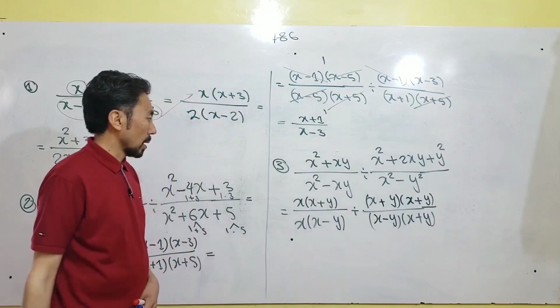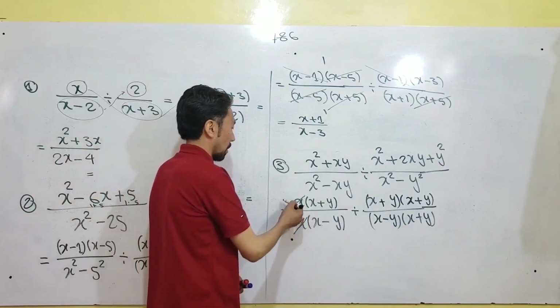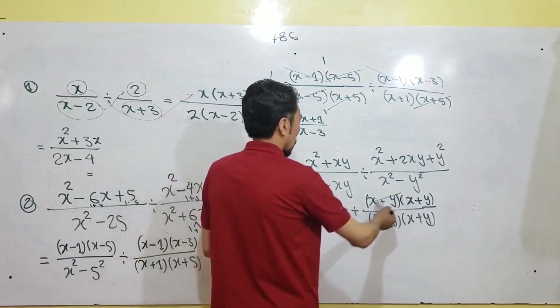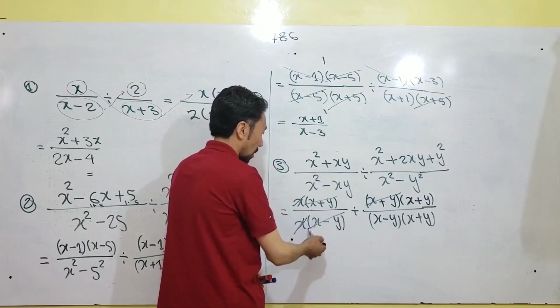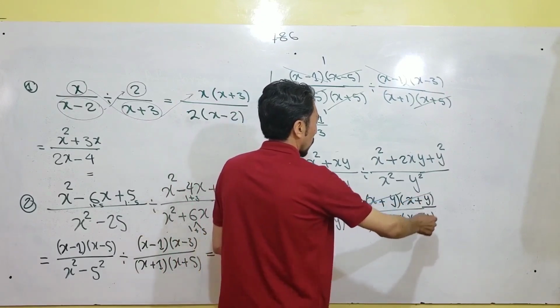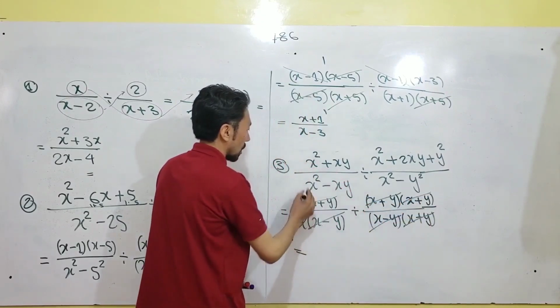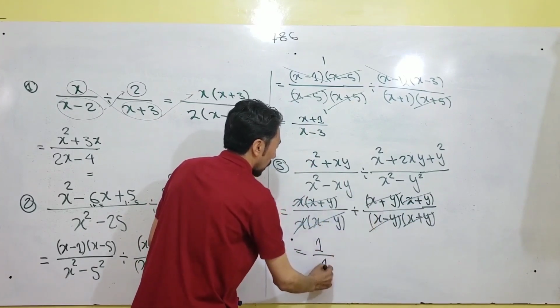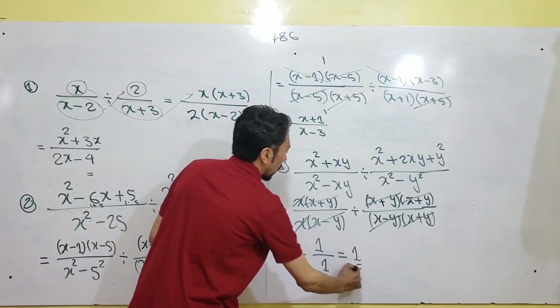Now we can divide. For example, x cancelled by x, x plus y divided by x plus y, x minus y divided by x minus y, also x plus y divided by x plus y. Now the result is 1 by 1 is 1 and 1 multiplied by 1 is 1. So the result is 1.